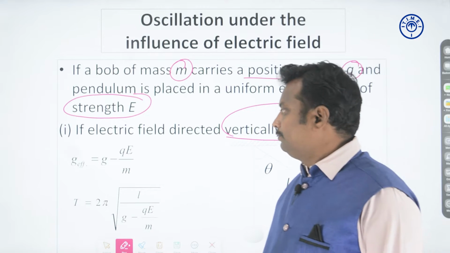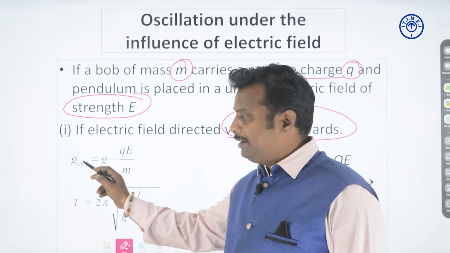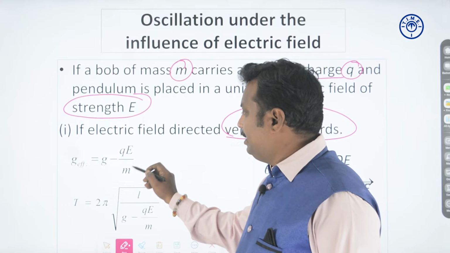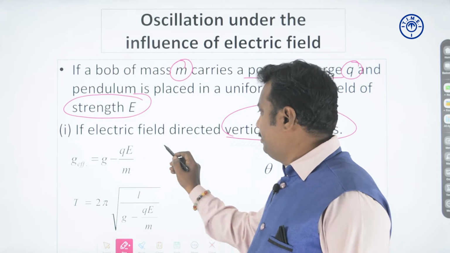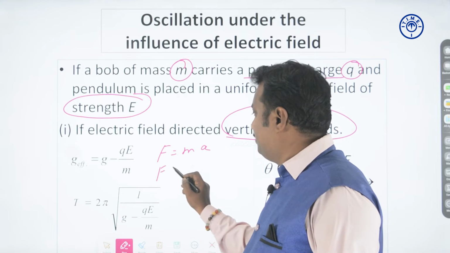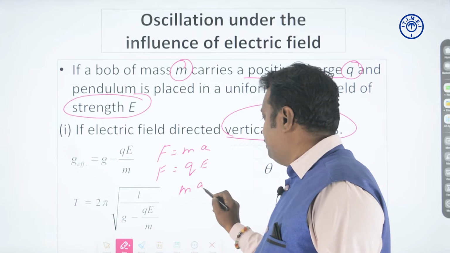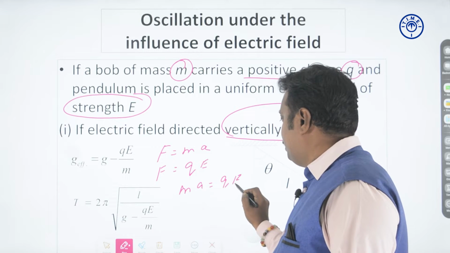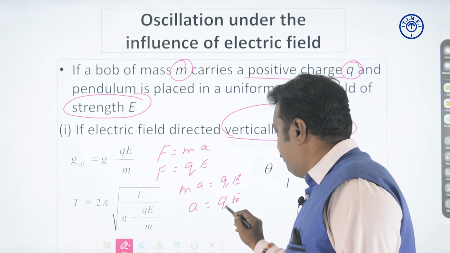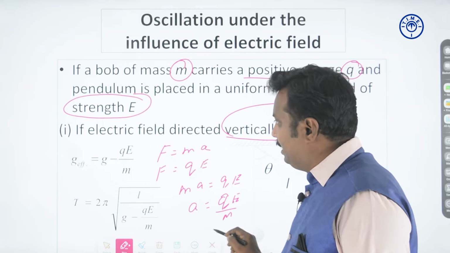ரைட் சார். ஸோ அதே தான் effective acceleration due to gravity. g effective is equal to g minus a. a அப்படின்னு இருக்கு. ஸோ a வோட வேல்யூ QE by m. இது எப்படி வந்தது அப்படின்னா, இதுவும் நீங்கள் படித்தது தான். F is equal to ma. F is equal to என்ன சார்? QE. ரைட். ஸோ ma is equal to QE. In other words, you can write a as QE by m. a is QE by m.